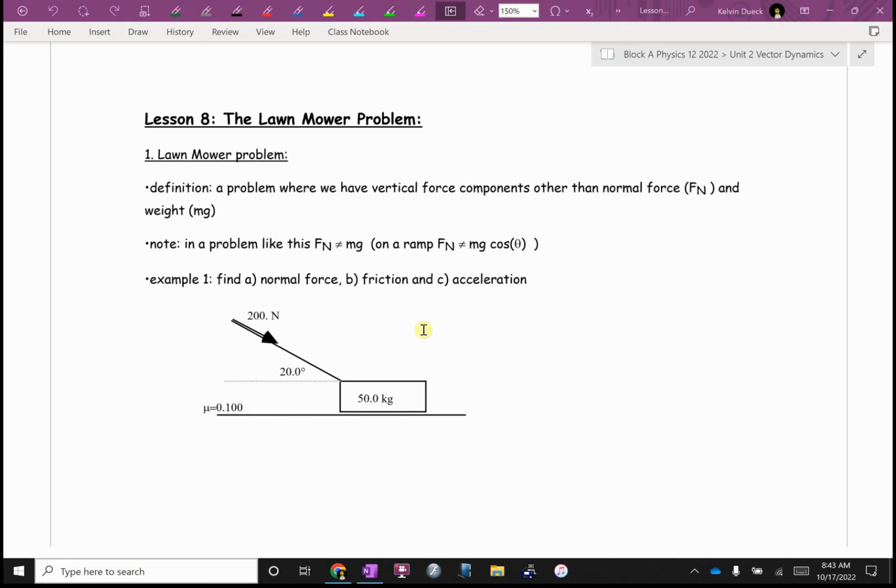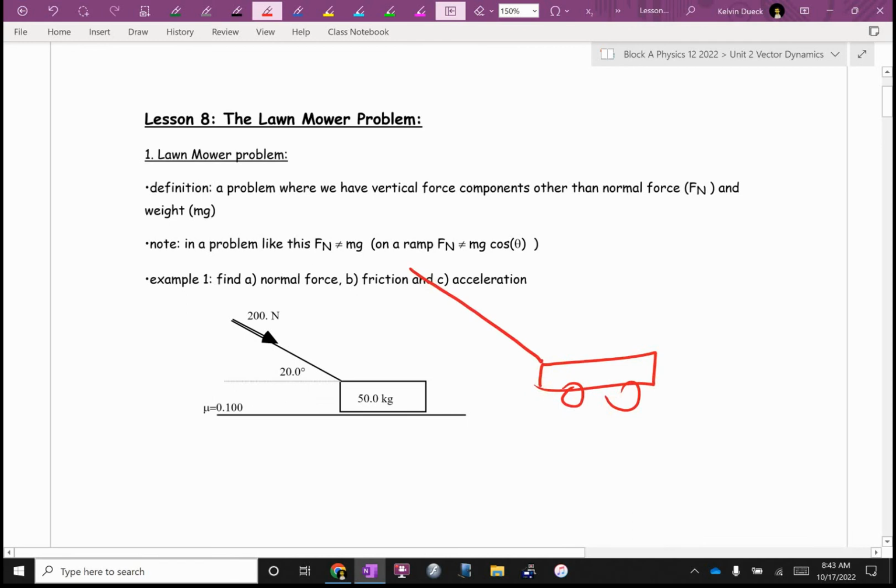Talk about something that we call the lawnmower problem. We call it a lawnmower problem when the ground is flat, so we're not on a ramp, but the force is at an angle. So we are going to use components. We call it the lawnmower problem because when you're pushing a lawnmower, the handle looks like that.